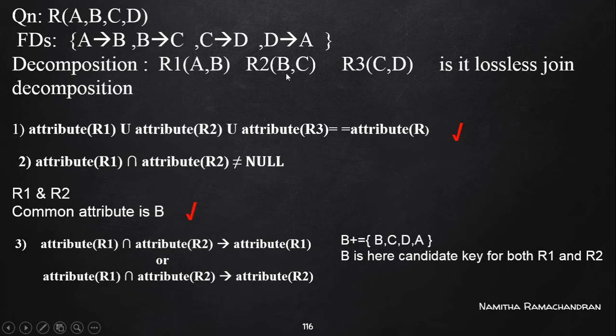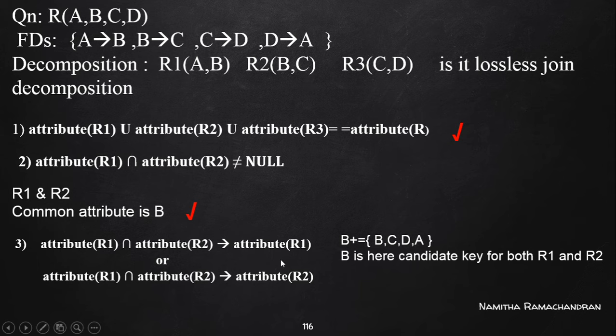In R2, the attributes are B and C. In this closure set, we have B and C. That means using the value of B, we can derive the values of C uniquely. In decomposition R2, B becomes a candidate key here also. So in this particular example, B is a candidate key for R1 and R2 also. Fortunately, B becomes a candidate key for both.